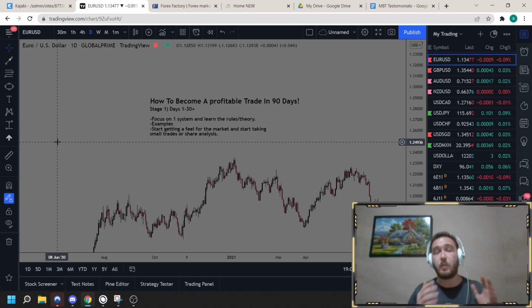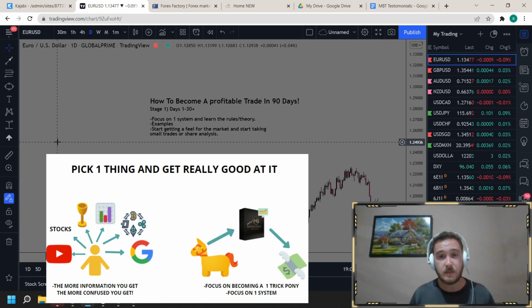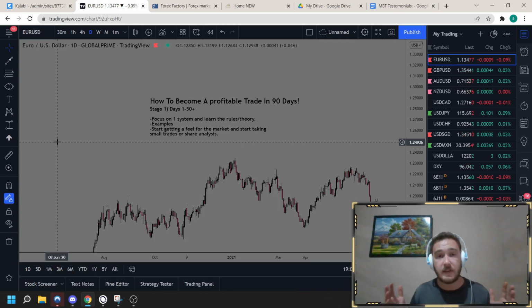Stage one is going to be 1 day to 30 days. This is really where you want to focus on learning one system, learn the rules to it, and learn the theory of it. Now, understand there are tons of different theories and methodologies out there. I don't know, Elliott wave theory, just general price action, supply and demand, so many different chart patterns, EAs out there, trading indicators. There's so much out there. So really what you want to focus on is just one system and learn that whole system, the theory of it, the rules of it, and get a good grasp of the methodology, okay?